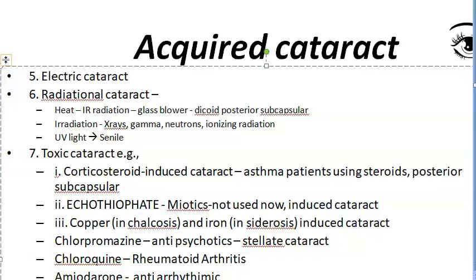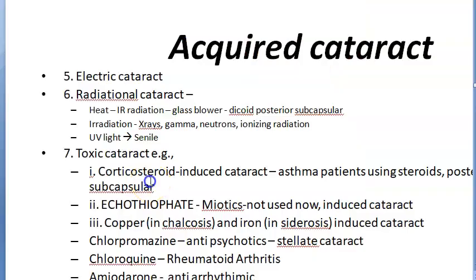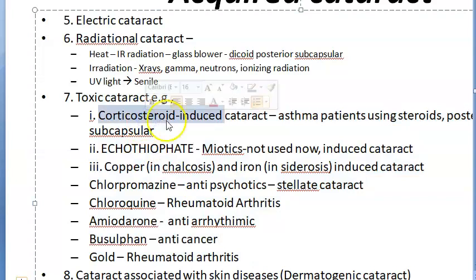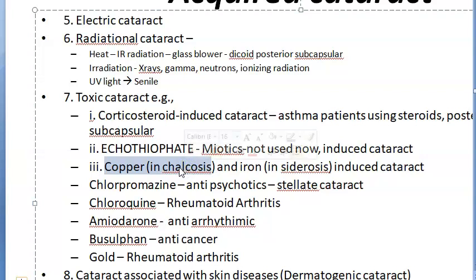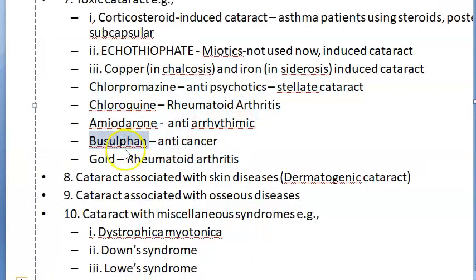Shall we move on to the next category here? Toxic. Toxic cataract can be because of steroid induced. Remember, steroids can induce glaucoma also; here they can induce cataract also. Then strong miotics like ecothiophate. Then in copper and chalcosis, you have seen the same sunflower cataract, just like Wilson's disease. Then a lot of other drugs, if you want, you can remember: amiodarone, busulfan, gold, all these you can remember.